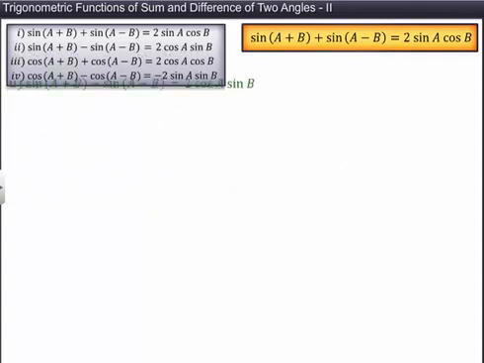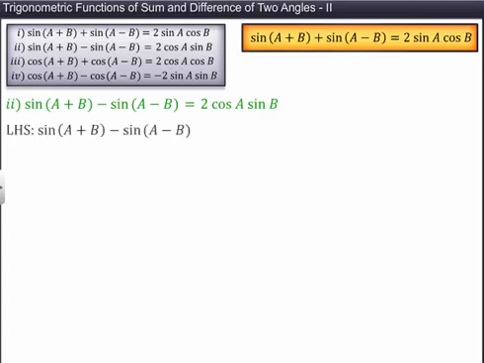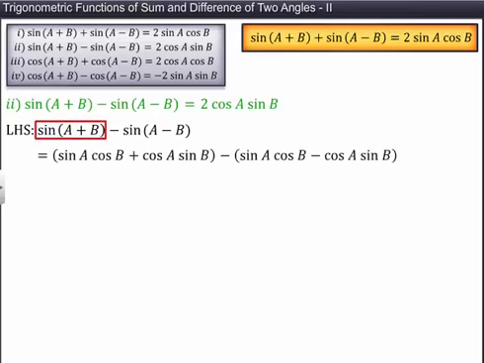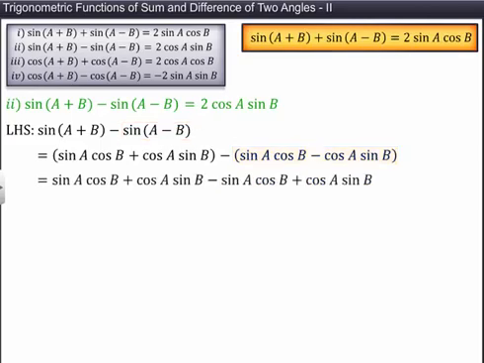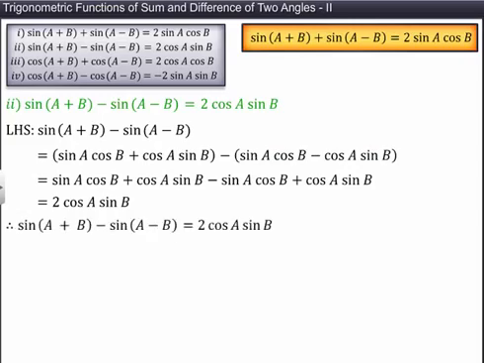The second is sine of A plus B minus sine of A minus B is equal to 2 cos A into sin B. Consider the left-hand side. Again, sine of A plus B is equal to sin A into cos B plus cos A into sin B, and sine of A minus B is equal to sin A into cos B minus cos A into sin B. On simplifying, we get 2 cos A sin B. Hence the result.